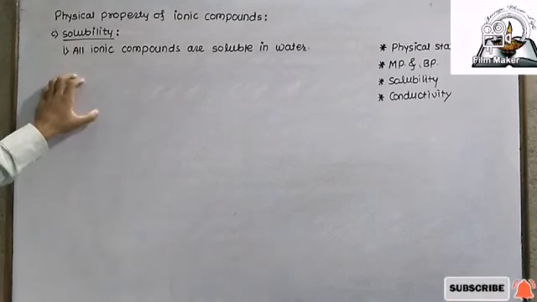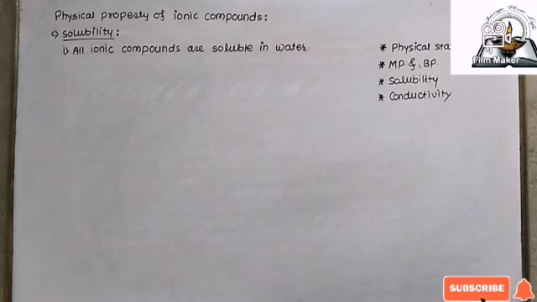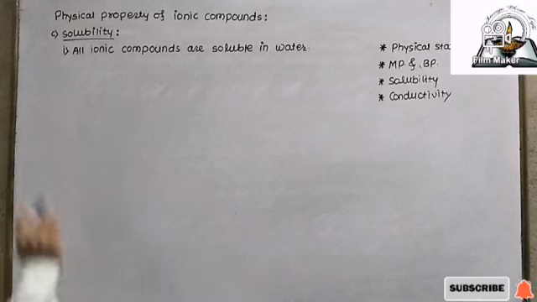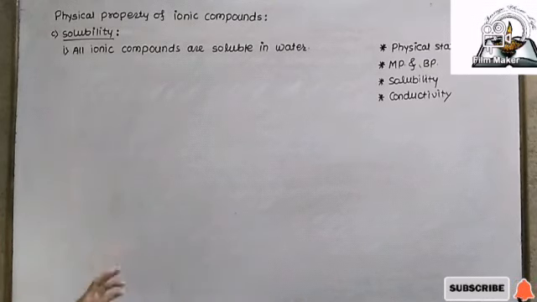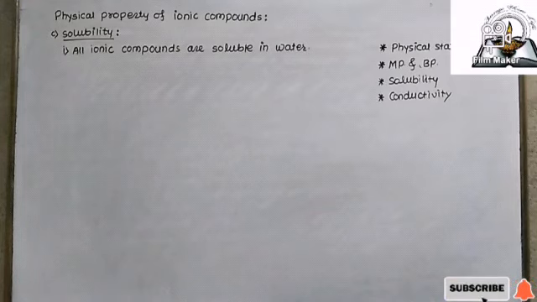Ionic compounds are formed by the transfer of electrons, and as these compounds are formed by transfer of electrons, they are soluble in polar solvents such as water, and solubility tends to decrease in non-polar solvents such as petrol, gasoline, etc. These compounds are sparingly soluble or maybe insoluble in non-ionic solvents like petrol and kerosene.